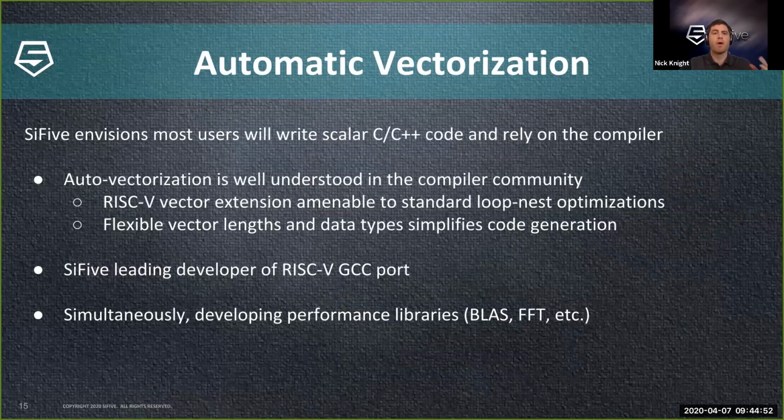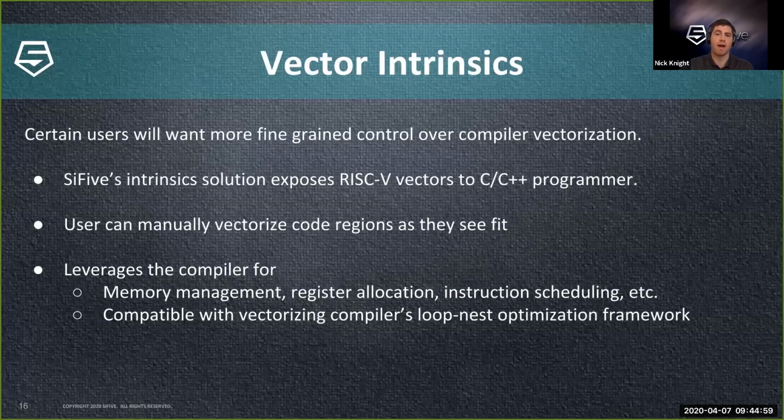Now, like I mentioned, some programmers are going to want more fine-grained control over the compiler vectorization. And our Intrinsic solution exposes the RISC-V vector assembly to the C and C++ programmer, but they don't have to write assembly. So users can actually manually vectorize code regions as they see fit, while simultaneously leveraging the compiler for memory management, register allocation, instruction scheduling, things like that. And this is all still compatible with the vectorizing compiler's typical loop nest optimization.